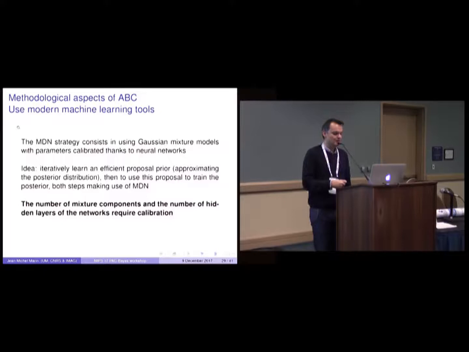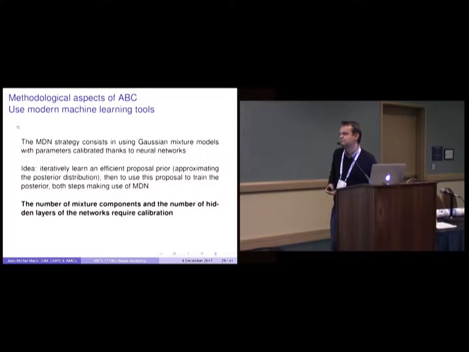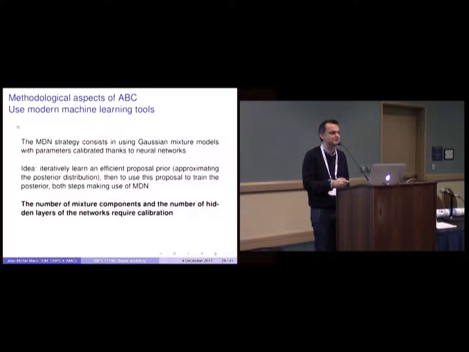Okay, there are two difficulties associated with this method: the number of mixture components and the number of hidden units of the network require a lot of calibration. And once again, it's very problem specific to specify these two quantities, as we observed. More work has to be done to give rules to calibrate these two quantities, and this method can be very competitive for ABC.